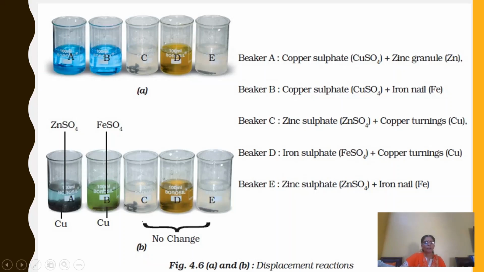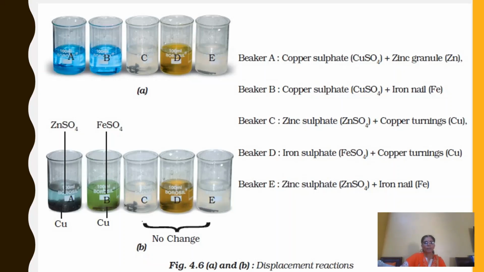And next in beaker B, where copper sulfate solution and iron nail were placed, here also we can see that the color of the solution changed from blue to green, which indicates iron displaces copper from its compound, that is copper sulfate solution, and it forms iron sulfate and copper separately. That is why the color of the solution turned greenish, from blue to green.